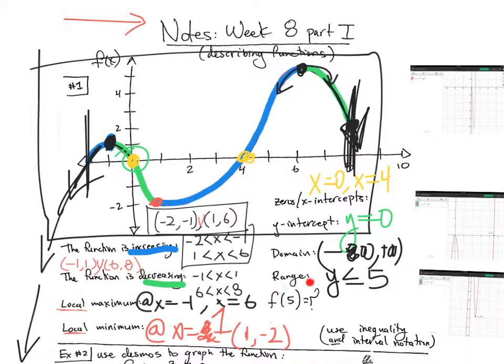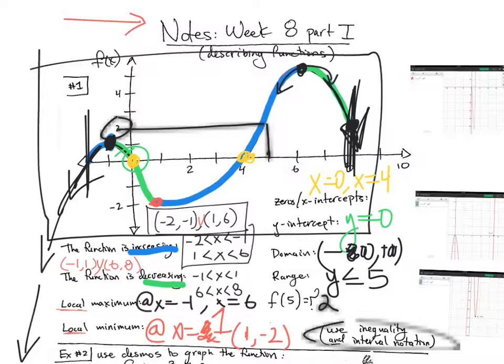And then here, this notation, f of 5 equals what? That says, in other words, what is the value of the function at x equals 5? Meaning, at x equals 5, what is the height of the graph? Well, that's at y equals 2. So we could say that is 2. All right, that's related to the inequality and interval notation.